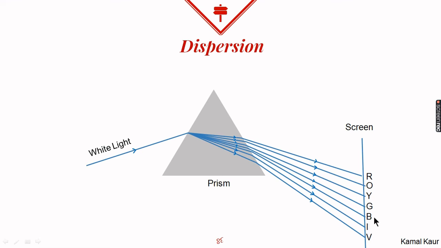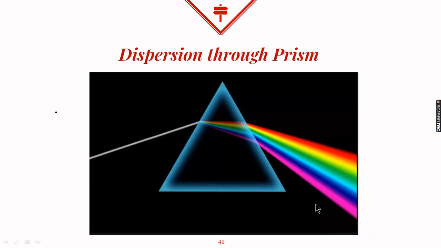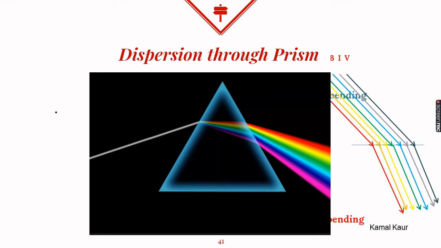Violet, indigo, blue, green, yellow, orange, and red color will appear on the screen like this. So label the diagram. This will be white light, prism, screen, and the spectrum of 7 colors obtained on the screen. We will notice that bending of red color is minimum while bending of violet color is maximum. It will look like this.